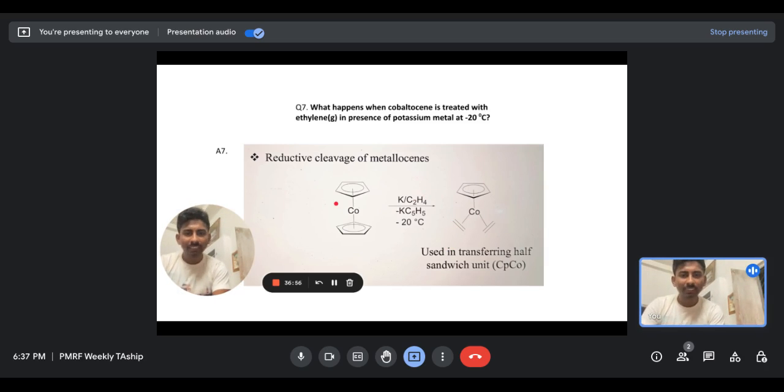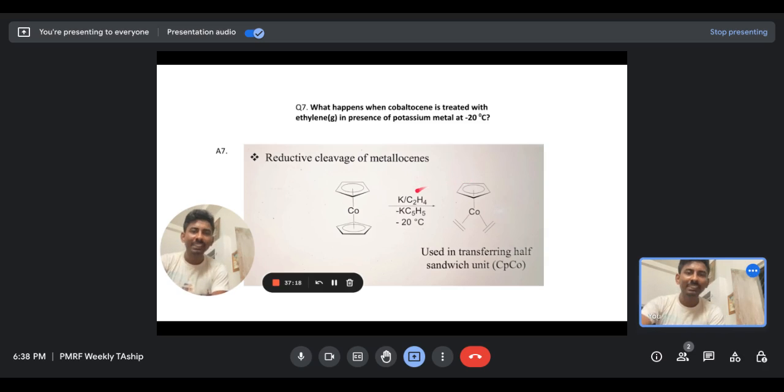Here you can see there is a cobalt 2 plus, and we are treating it with potassium, which is a very well known reducing agent. Instead of potassium, they are actually treating with potassium C8, KC8, potassium graphite, because handling metallic potassium is not a good idea, as it is very moisture and air sensitive and explosive. But KC8 is a very well known compound.